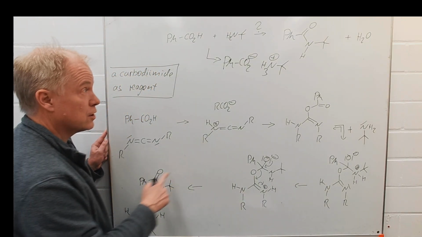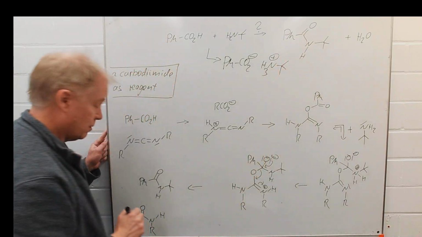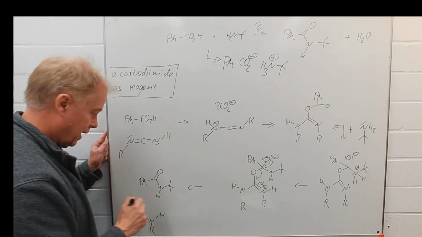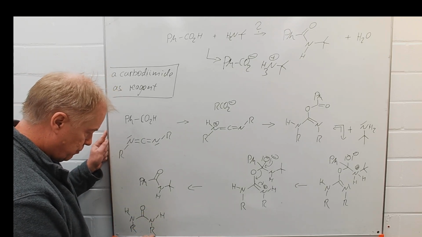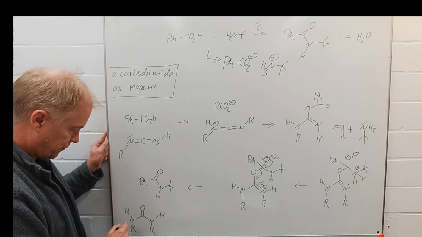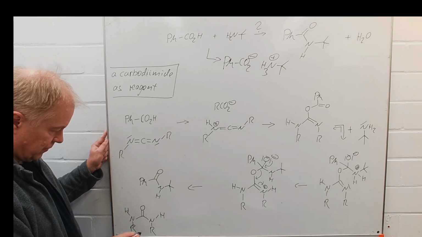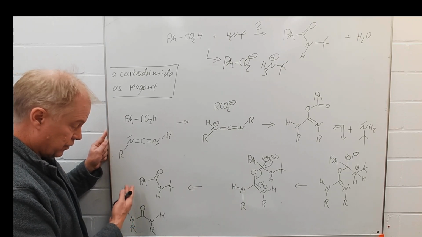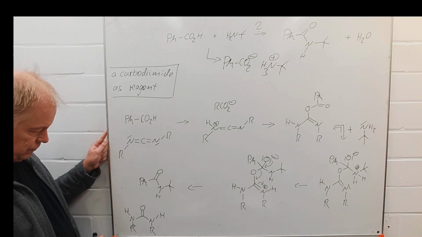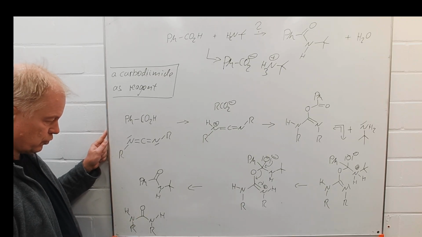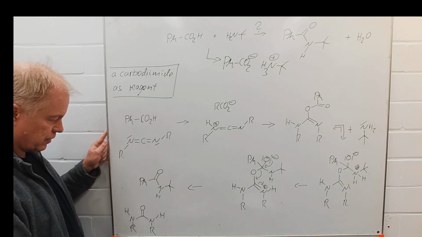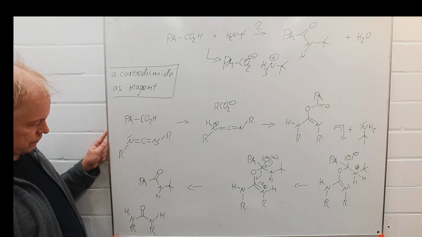If we follow this scheme, we will see that we end up with this structure, and it's the structure of our target molecule, that carboxylic acid amide. And the second product is this one. Well, what is this? This is a urea derivative, neutral compound, very stable, usually crystallizes out of the solution.